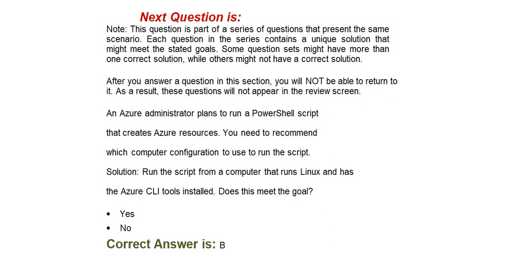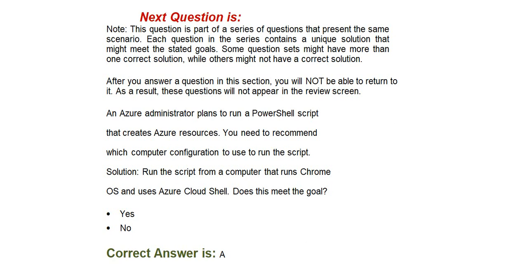Next question is, note this question is a part of a series of questions that present the same scenario. Each question in the series contains a unique solution that might meet the stated goals. Some question sets might have more than one correct solution, while others might not have a correct solution. An Azure administrator plans to run a PowerShell script that creates Azure resources. You need to recommend which computer configuration to use to run the script. Solution: run the script from a computer that runs Linux and has the Azure CLI tool installed. Does this meet the goal? Option A, yes. Option B, no. Correct answer is option B, no.